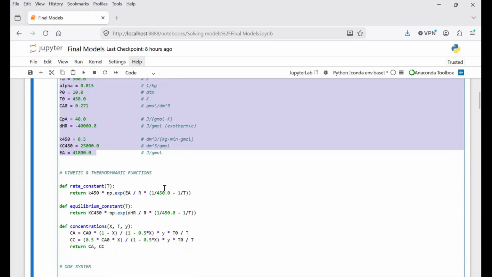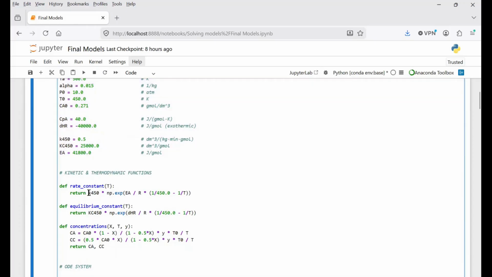And then the equations that you have, because it's a fairly long model, so we decompose them. So we write the kinetic equation as a function. You write it as a function because it depends on temperature.